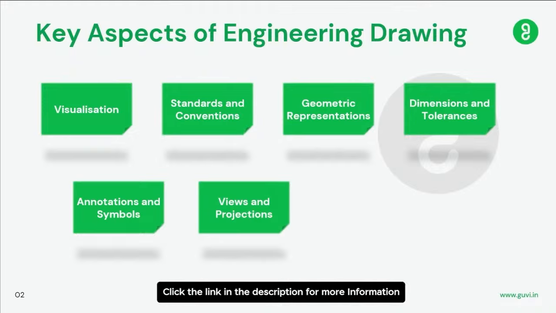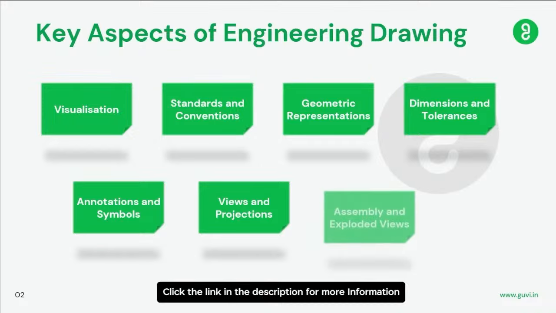Views and projections. Another important key aspect of engineering drawing, which includes multiple views of the object from different angles to provide a more comprehensive understanding of its three-dimensional shape. Common views include the front view, top view, side view, and the isometric projections, which we shall see later on.